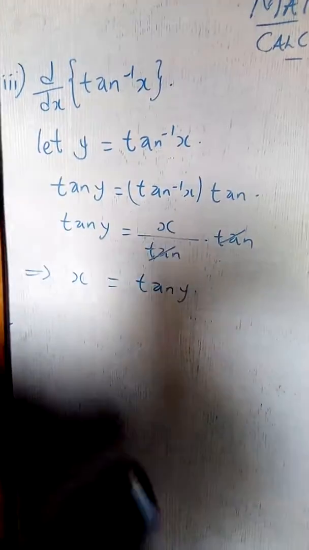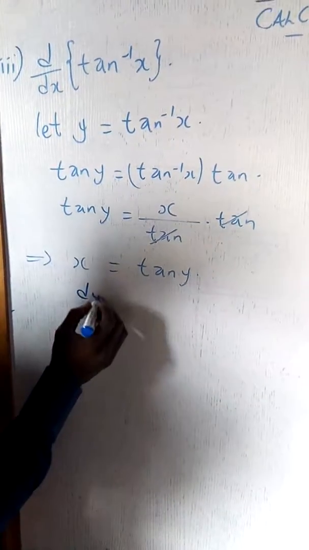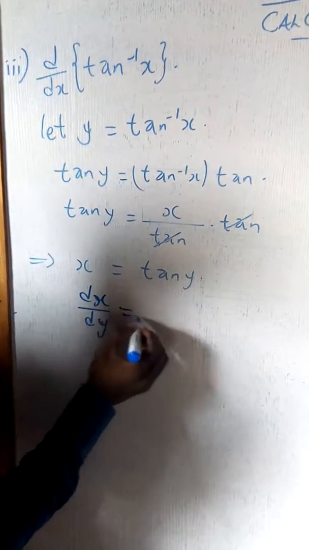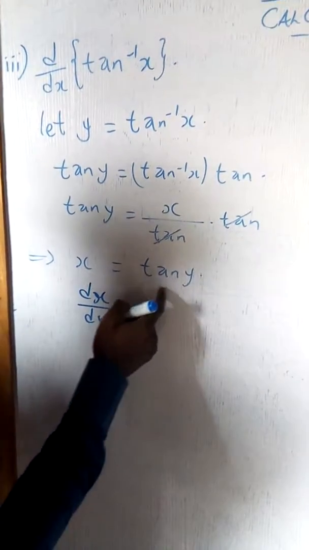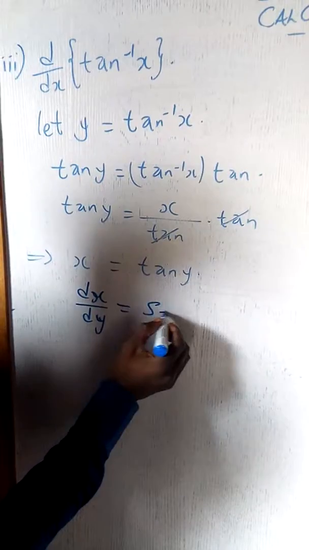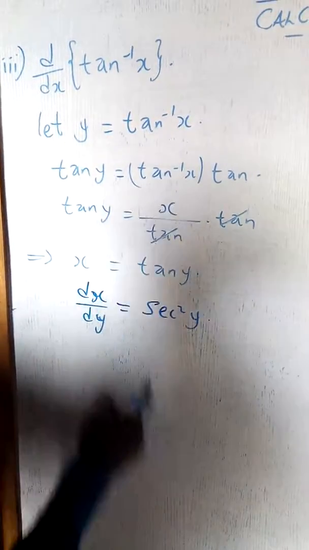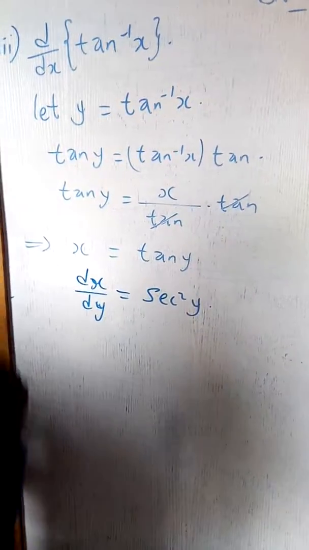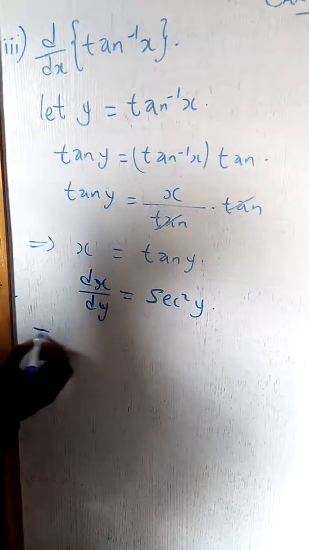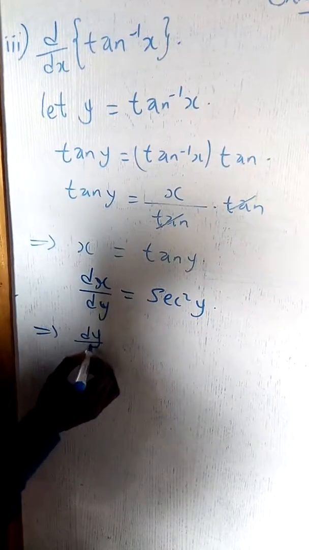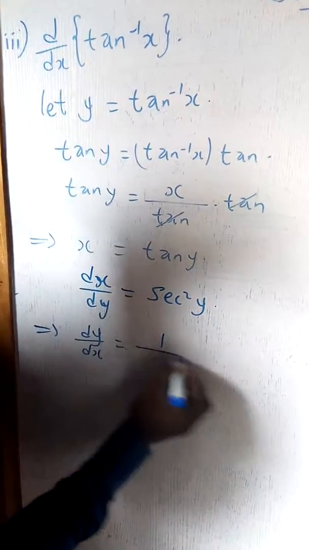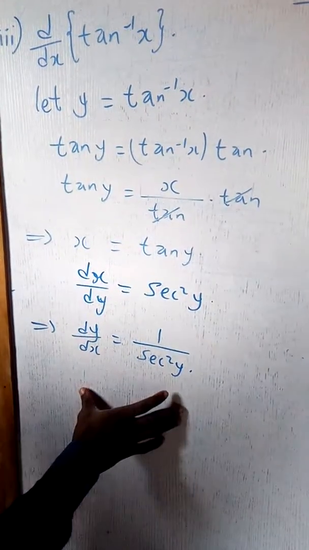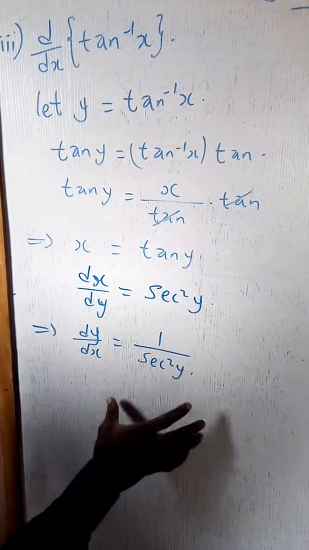Then from here we can find dx/dy, and that will be what? When you differentiate tan, it's going to give us sec square y. We have dealt with this initially, but we are expected to find dy/dx, not dx/dy. Then we take the inverse, that's dy/dx is equal to 1 over sec square y. This is the answer we are looking for, yes.